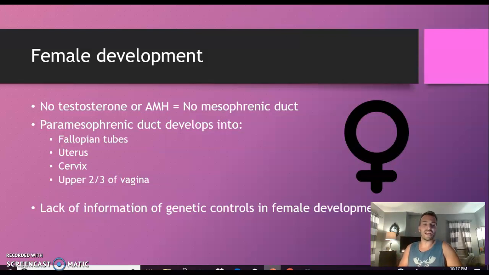Unfortunately, there's a lack of information on genetic controls in female development. As far as we know, this is the primary mechanism that determines gender in humans.